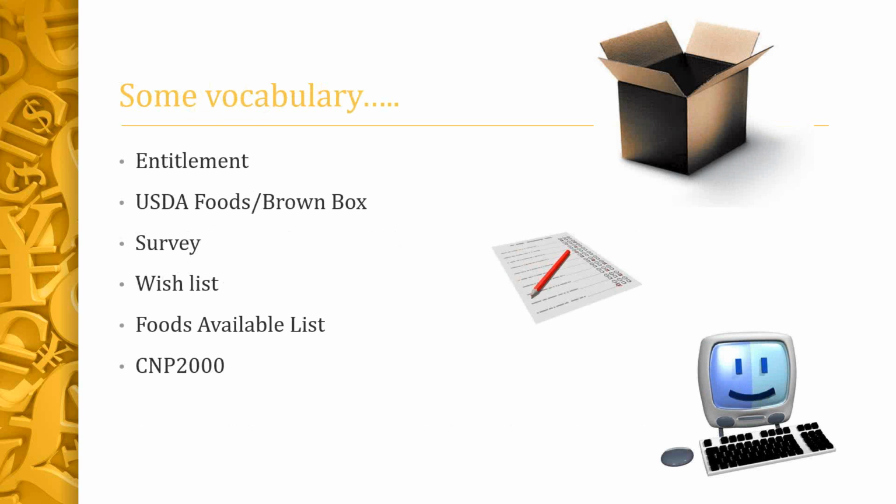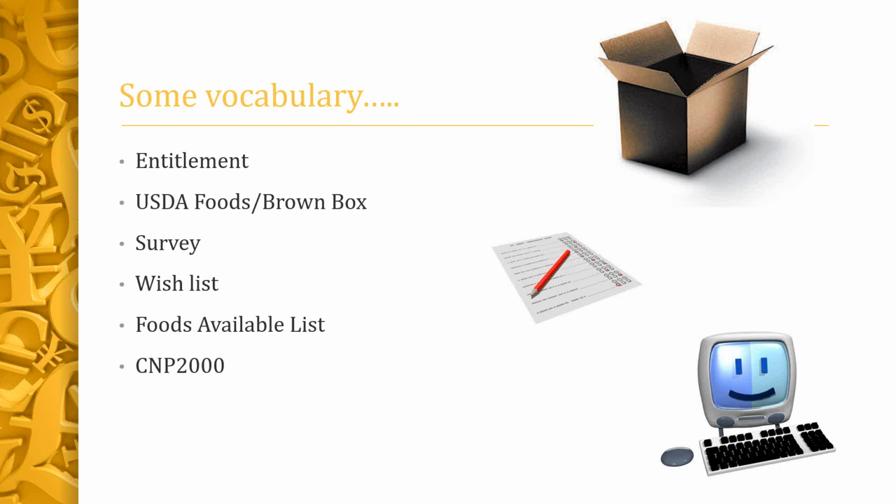To briefly talk about some vocabulary, first the term entitlement. So this is the dollar amount that you are provided to either acquire brown box or direct delivery items or processed foods. When we say USDA Foods, we're often referring to brown box or direct delivery items. And those are foods that are provided by USDA, and they're typically fruits and vegetables, grain items like brown rice and pasta, frozen meats, and also some cheese items. So there's a big variety of direct delivery or brown box items available.